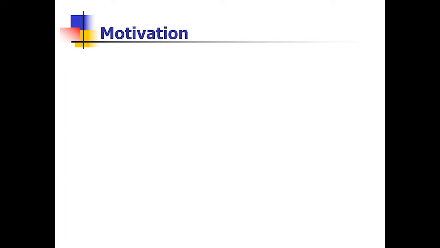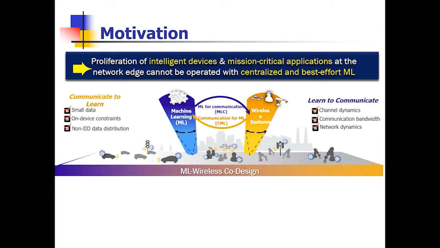So let us start with some motivation. The proliferation of intelligent devices and mission-critical applications at the network edge cannot be operated with centralized and best effort machine learning. On one hand, these devices need to train their models in a distributed manner by communicating with other devices, either directly or via a federated server over capacity-limited links.